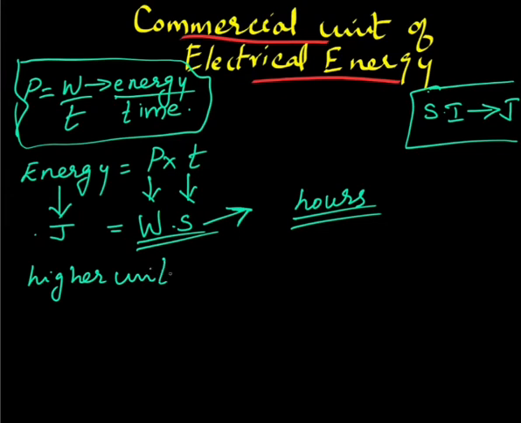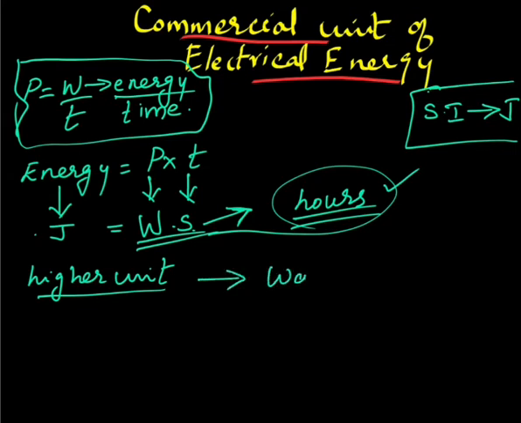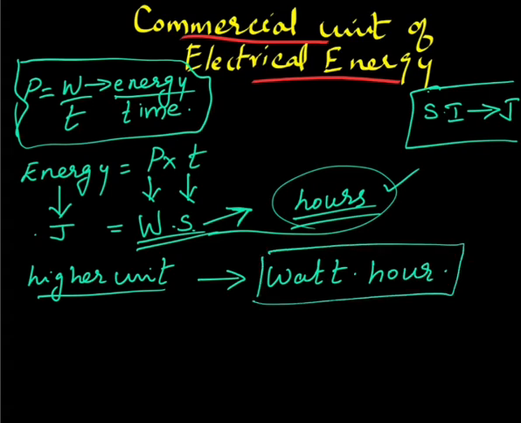So for that what we are going to do is, instead of second we take hour. Because we are consuming electricity for many hours, it is convenient to express energy in terms of hours rather than in terms of seconds. So power we take as watt, and instead of second we take hour. So we have another unit which is watt hour.